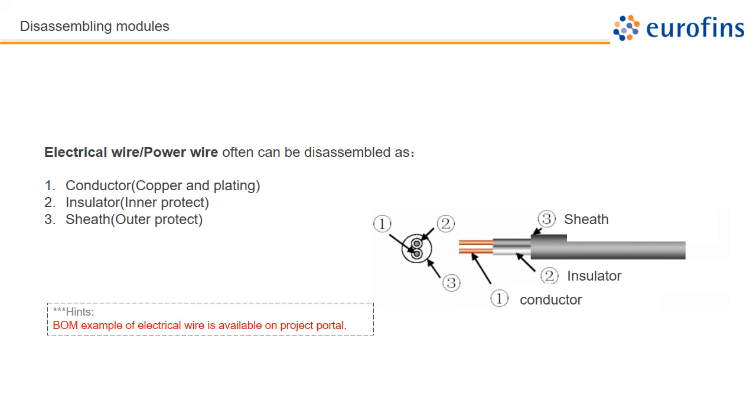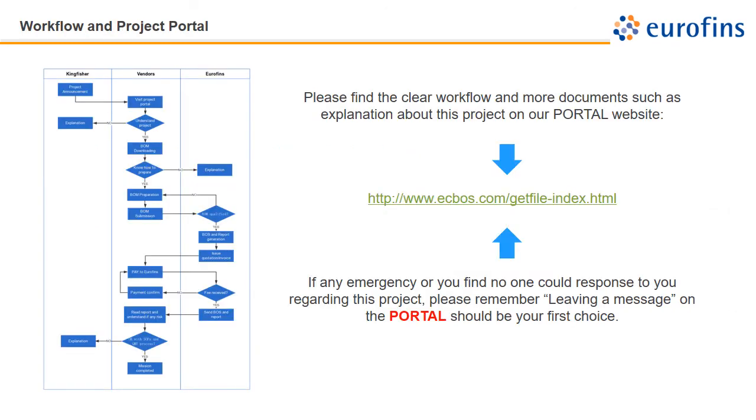The last example is a power cord. It shows a very complete and accurate way to declare what material is contained in it. And you can also find how the materials are described in this example BOM on our portal. As I just said, there is a project portal, and you may want to know how to access it. Here is the URL. You can find any documents related to this BOM BOS project, for example, a workflow introduction. Besides, you can also leave a message here to notify us if there is any emergency.